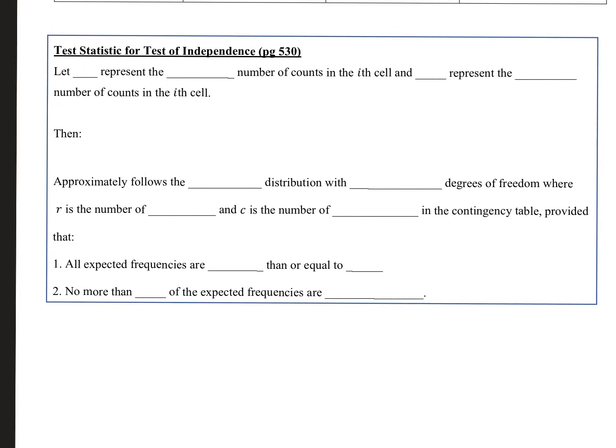Now, let's take a look at the test statistic for a test of independence. Alright, so we're going to let O sub i represent the observed number of counts in the ith cell, and E sub i represent the expected number of counts in the ith cell. So we have the observed and then the expected, which we have seen before. So then we have the test statistic, which is pretty much the same as before: the sum of O sub i minus E sub i squared divided by E sub i. And this approximately follows the chi-square distribution.